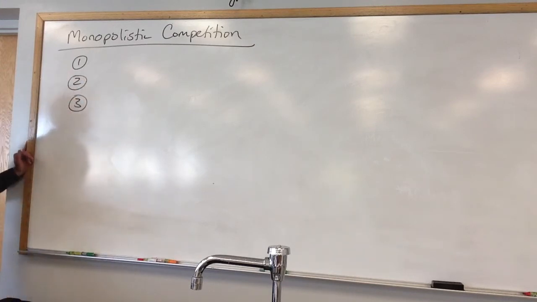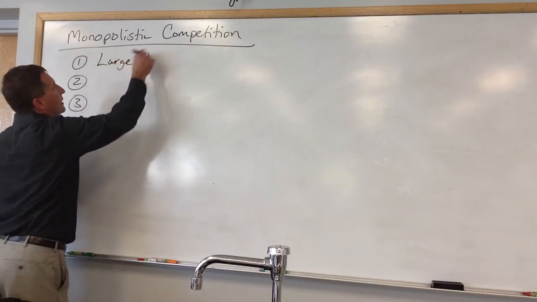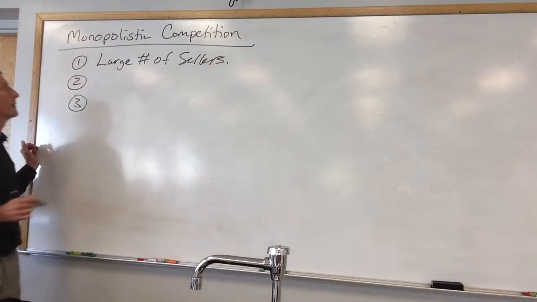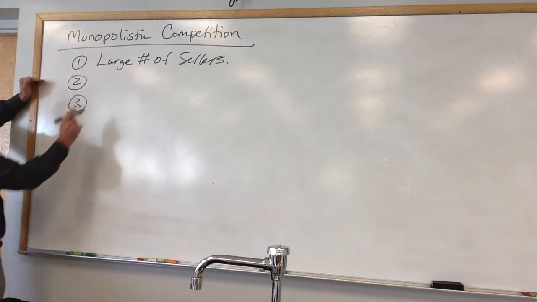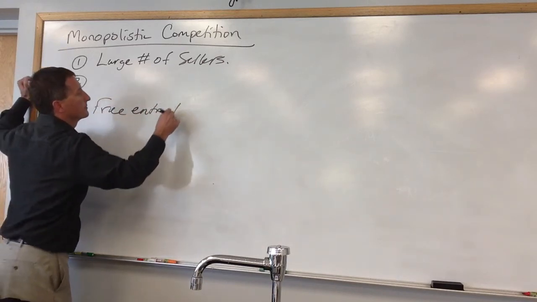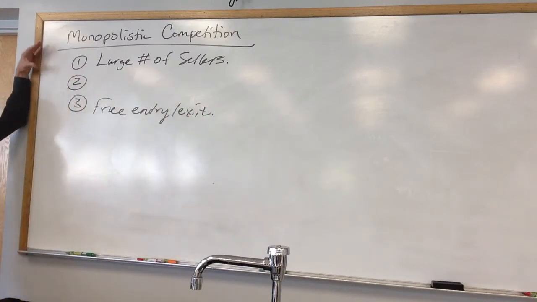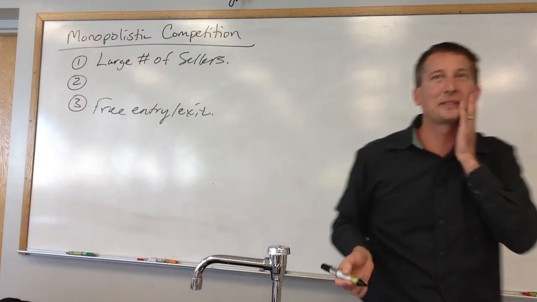So 1, 2, and 3, there's going to be a large number of sellers. And I'm going to jump to 3. There's going to be free entry and exit. So far, what does it look more like? Perfect competition or monopoly? Perfect competition.